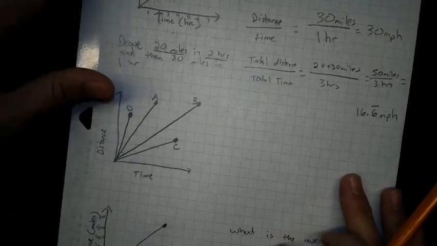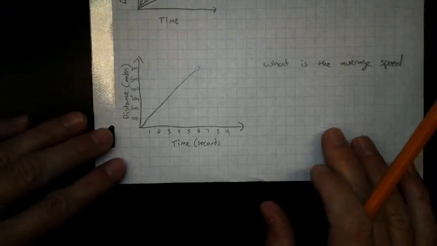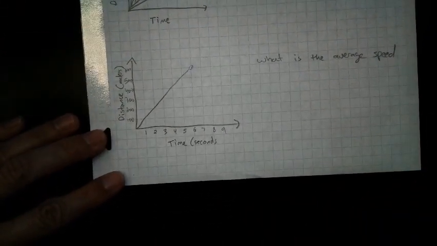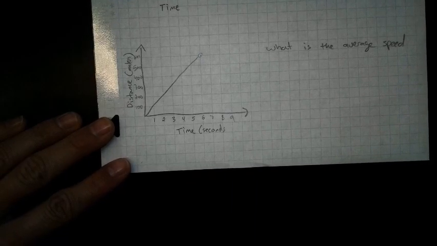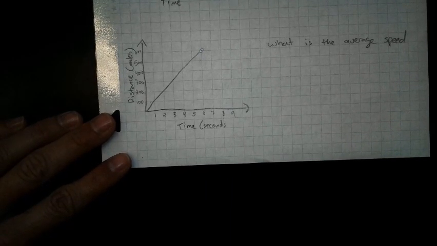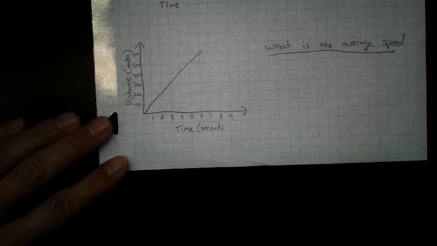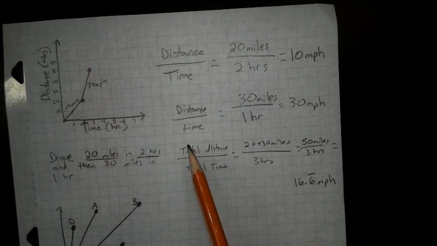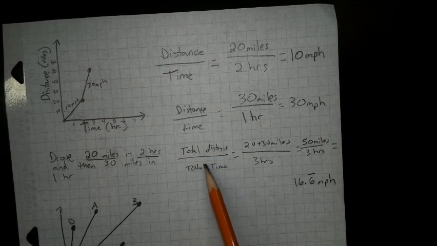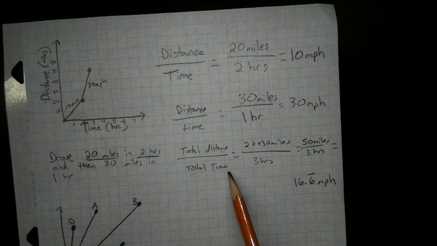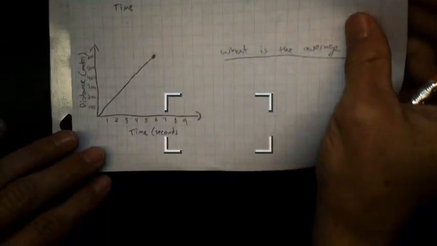All right, so now let's look at our graph here. So now this time we actually have numbers. We're not just going to use relative speed. We're going to use the actual calculation. So this is asking what is the average speed. So if you remember up here, our average speed is total distance divided by total time. So let's go ahead and look at this.